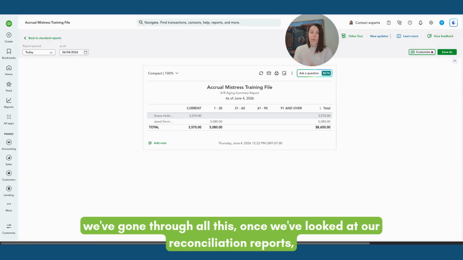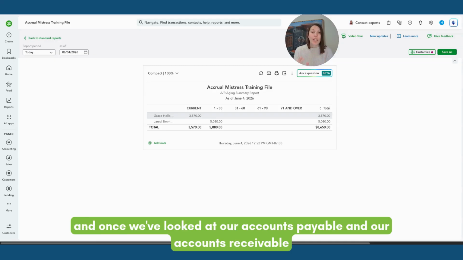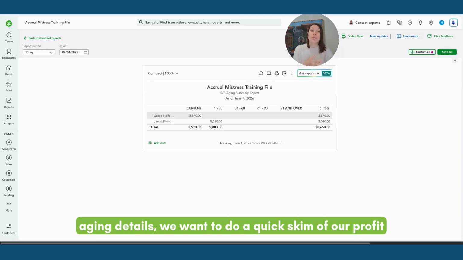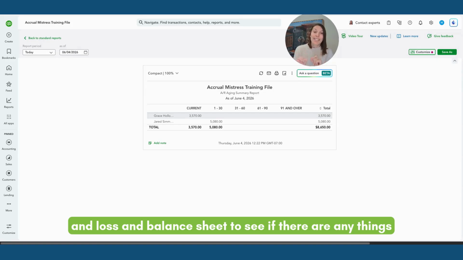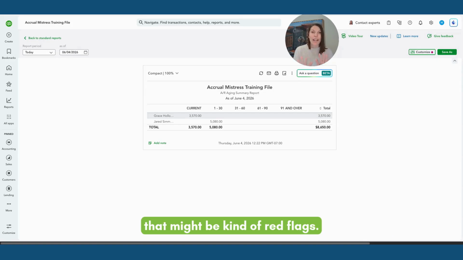Once we've gone through all this, once we've looked at our reconciliation reports, and once we've looked at our accounts payable and our accounts receivable aging details, we want to do a quick skim of our profit and loss and balance sheet to see if there are any things that might be kind of red flags. So let's go look at that really quickly.